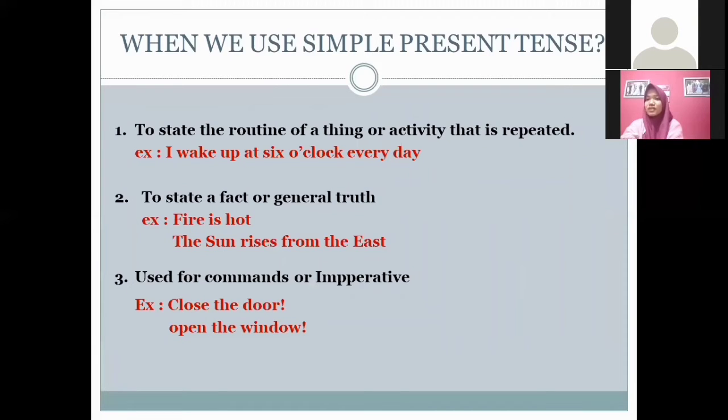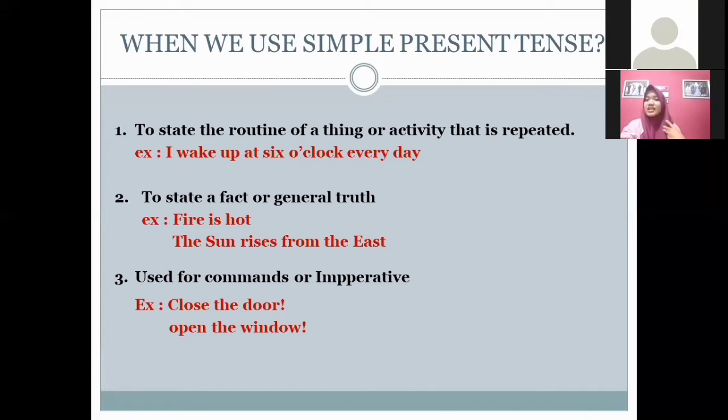Next, when do we use simple present tense? One, we use simple present tense to state a routine or activity that is repeated. Example: I wake up at 6 o'clock every day. Every day is repeated. Two, to state a fact or general truth. Example: fire is hot. It's a general truth. And the sun rises from the east.